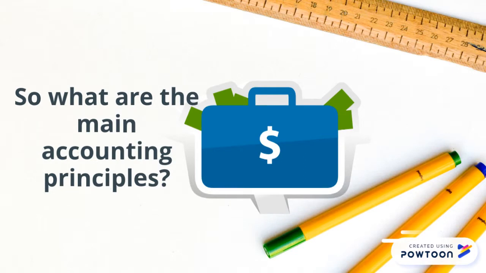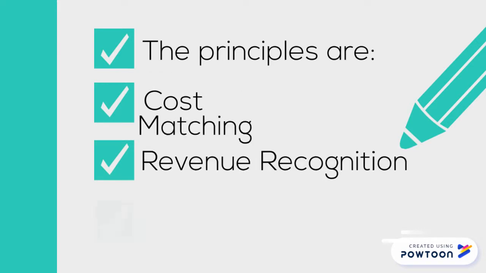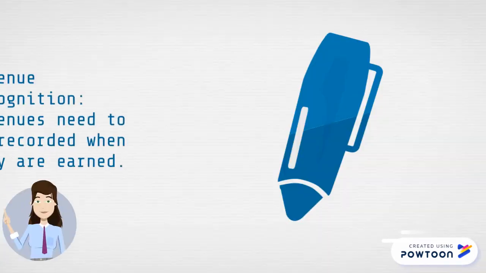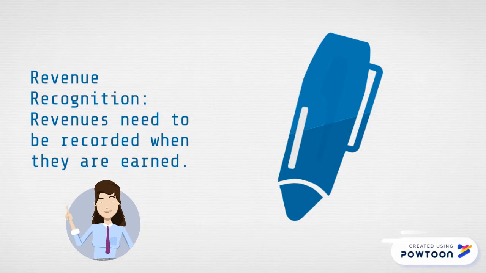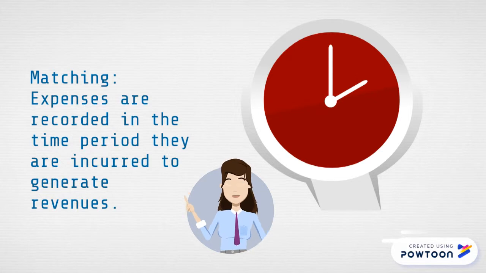So what are the main accounting principles? The principles are cost, revenue recognition, and matching. The revenue recognition principle states that revenues must be recorded when they are earned, not when they're received. The matching principle states that expenses should be recorded in the time period they're incurred in, not before or after it.